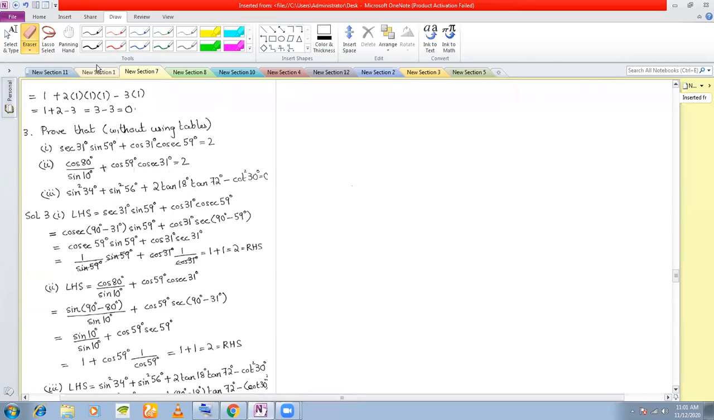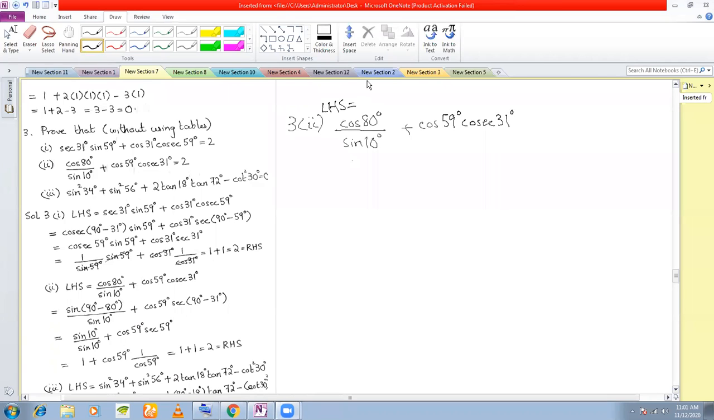Prove without using tables. Let us do 3, 3, 2 and 3, 3. 3, 2. Let's start with. Question here is cos 80 degree divided by sine 10 degree plus cos 59 degree cosec 31 degree. Okay, you need to prove that this is equal to 2. So this is a question.